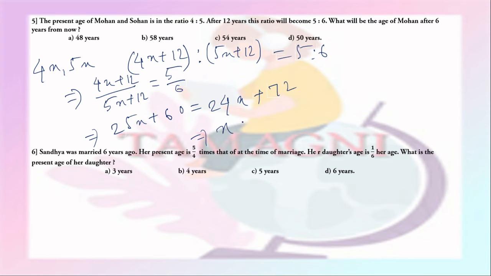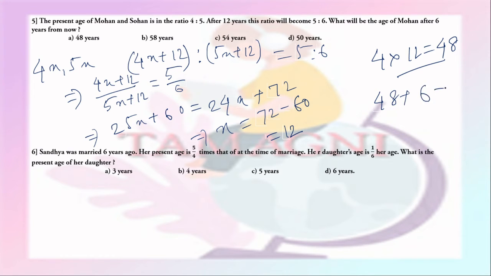This gives x equal to 72 minus 60, which is 12. So the value of x is 12. Therefore the present age of Mohan will be 4 into 12, which is 48. Now it is asked Mohan's age after 6 years from now. Present age of Mohan is 48. So after 6 years the age will be 48 plus 6, which is 54. So option C is the right answer.